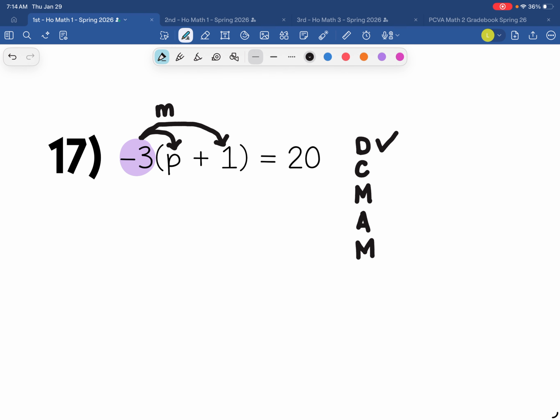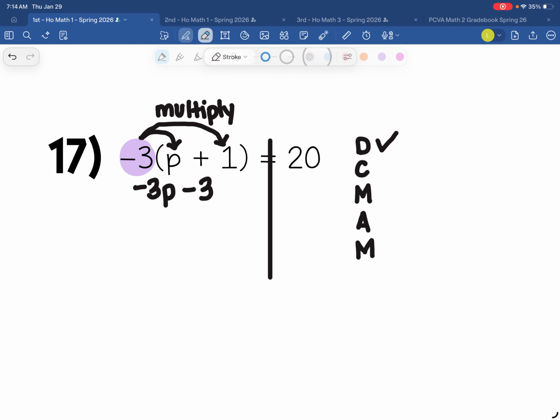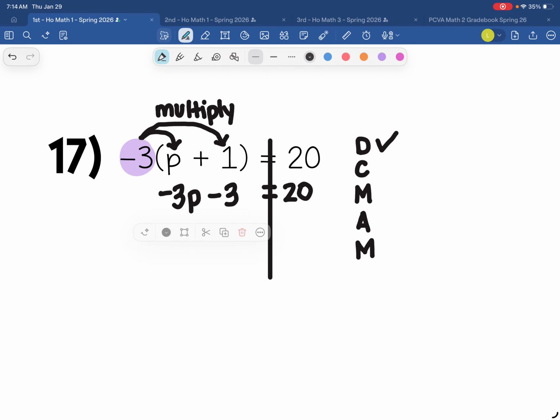Again, we're going to multiply that number in to get single values. So I'm going to start out by saying -3 times p is -3p. -3 times 1 is going to be -3, because it is -3, but we're going to go ahead and write -3 because those mean the same thing. And that equals 20. So once we distribute here, I now have individual pieces that I can work with, and then we're going to look for combining like terms.